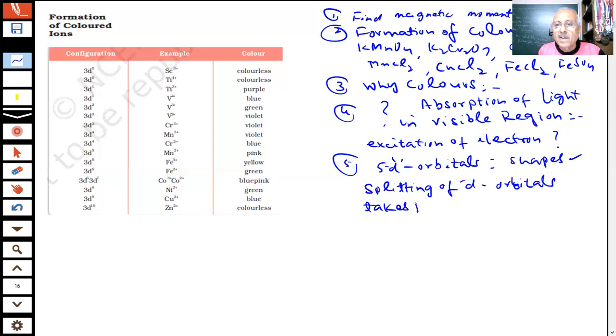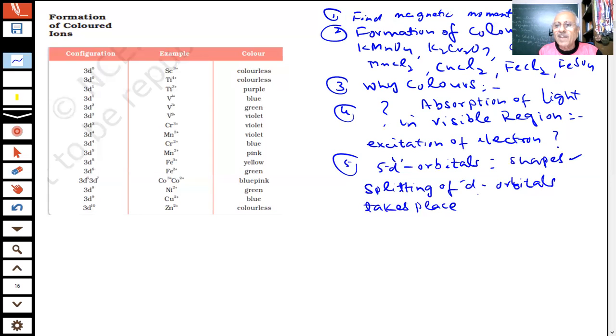Sir, what are these ligands? We are going to study the coordination compounds next time. Whenever you have ions in the solution, there are even water molecules surrounding them. Ligands are those groups which can donate electron pairs, because transition elements have vacant d orbitals. They can accept electron pairs. They are Lewis acids.